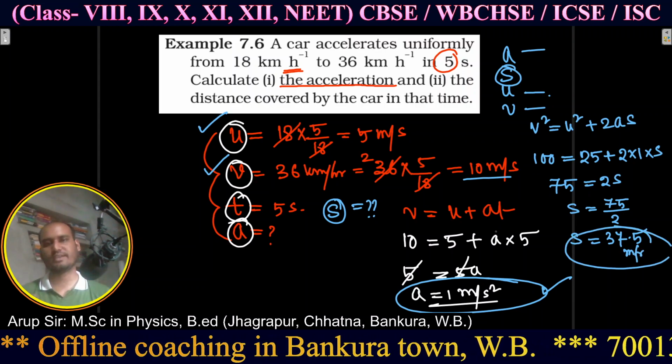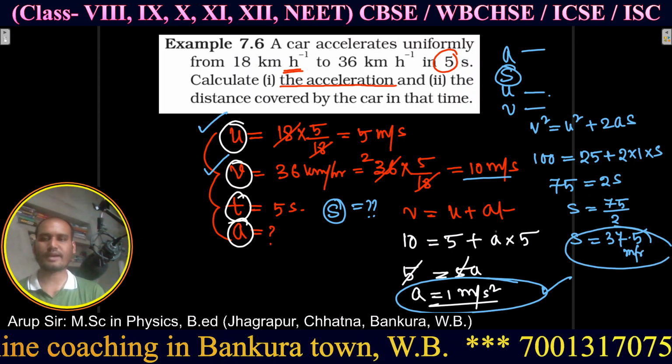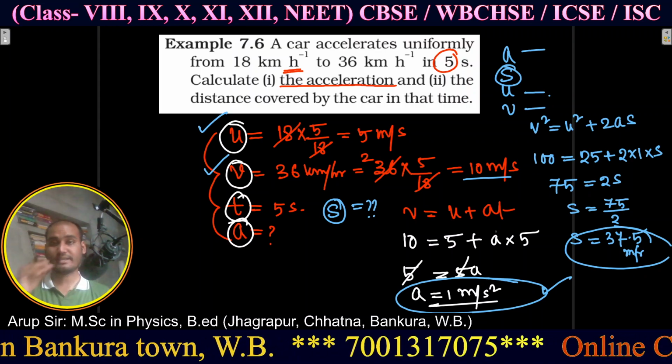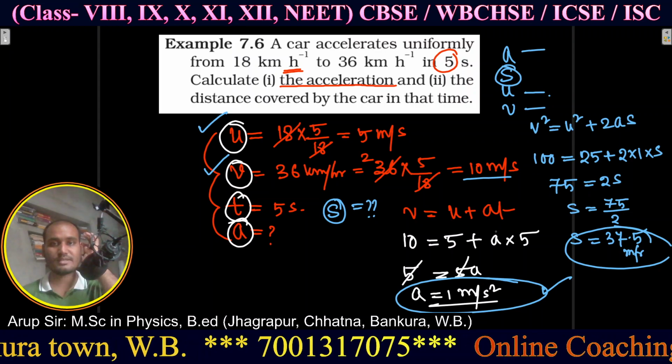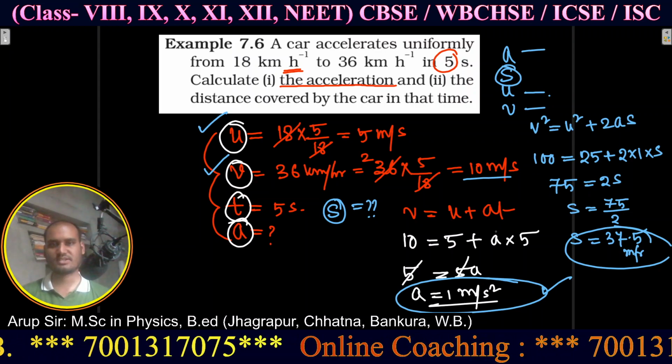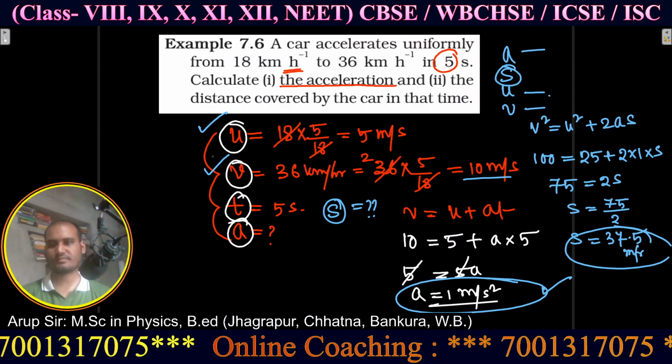So after going 37.5 meter only, it will get that amount of velocity, means 10 meter per second or 36 kilometer per hour from 18 kilometer per hour. This is the answer. Okay.